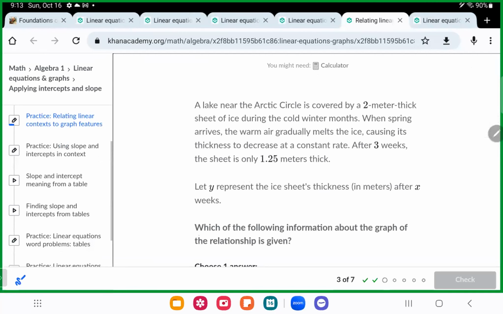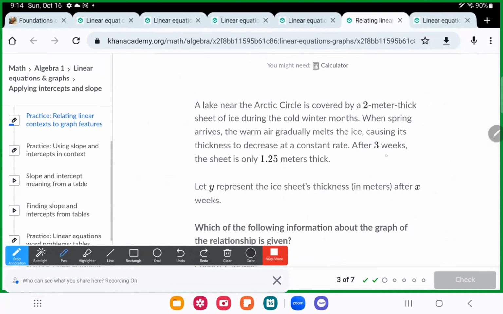A lake near the Arctic Circle is covered by a 2-meter thick sheet of ice. When the spring arrives, the warm air gradually melts the ice, causing its thickness to decrease at a constant rate. After 3 weeks, the sheet of ice is only that many meters thick. So now I'm reading this here, and I'm noticing we have weeks and we have meters thick, right? So this looks like the 0.3, 1.25, and it is covered by a 2 meter thick sheet of ice during the cold winter months.